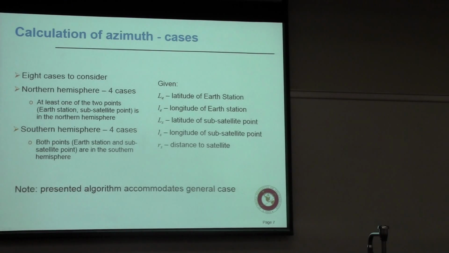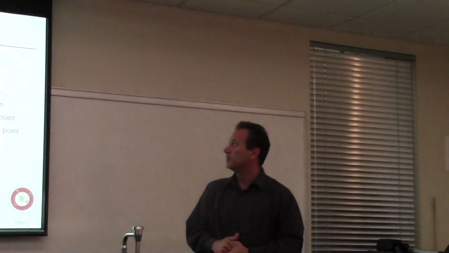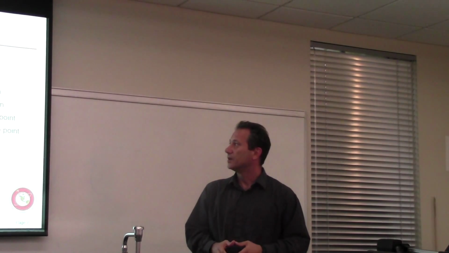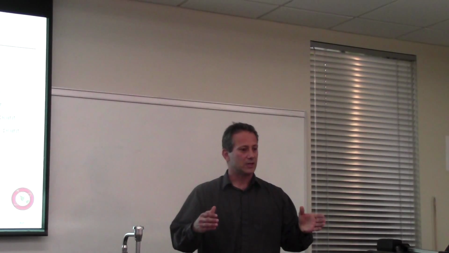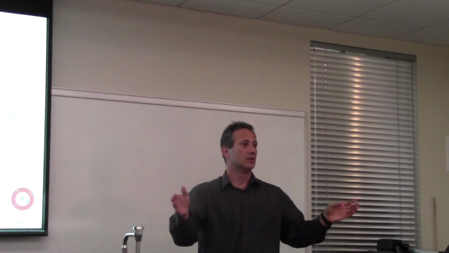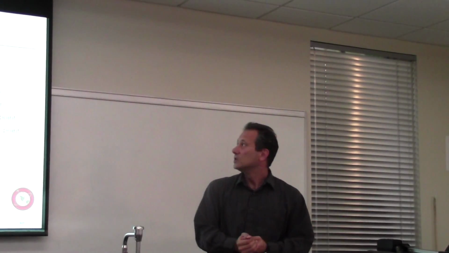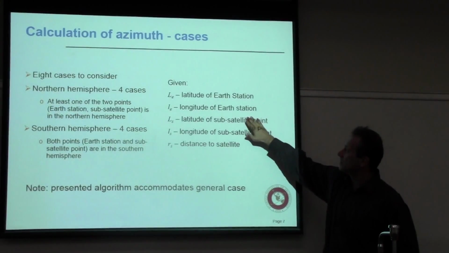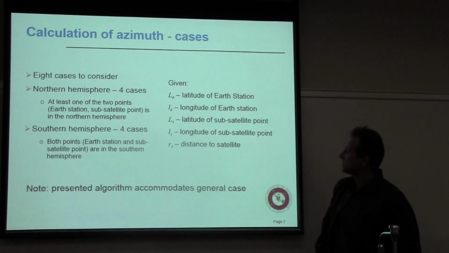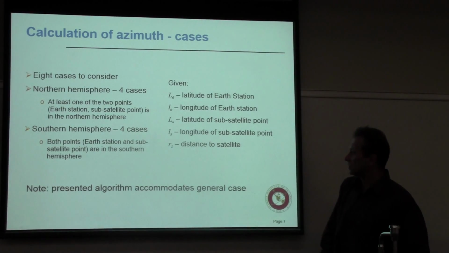Now, unlike calculation of the elevation, calculation of the azimuth is not straightforward. There are quite a few cases. There are actually 8 scenarios to consider, depending on whether you are in the northern hemisphere or the southern hemisphere, and on the relationship between Earth station and subsatellite point, which one is more west than the other one. So again, here the input data are latitude and longitude of the Earth station, latitude and longitude of the subsatellite point, and then the distance to the satellite.